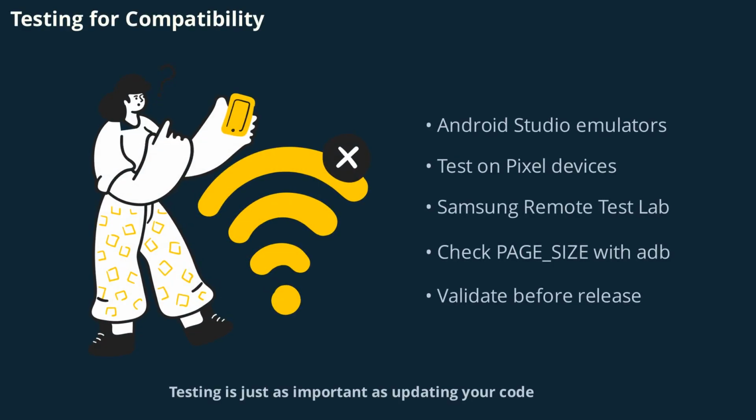Testing is just as important as updating your code. Android Studio now provides emulator images configured for 16 KB pages, so you can validate your app's behavior without needing physical hardware. On supported devices like recent Pixel phones, you can check the page size directly with adb shell getconf PAGE_SIZE. Samsung has also integrated 16 KB testing into its remote test lab, giving developers even more options to ensure their apps are compliant before release.